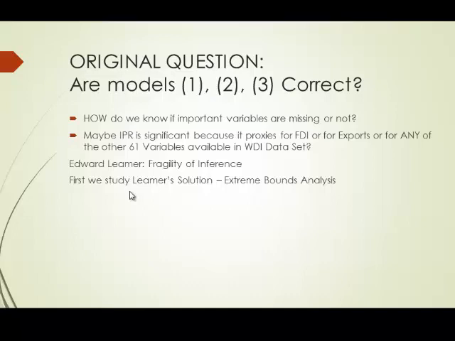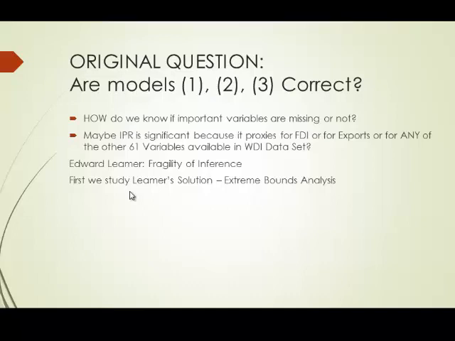Maybe exports should be included. If I put in exports, then maybe IPR will become insignificant. How do I know? The other guy says that human capital is important, so maybe I should put that in. And if I put in human capital, maybe the other two will be excluded. So who knows? And this is not hypothetical. This happens all the time.